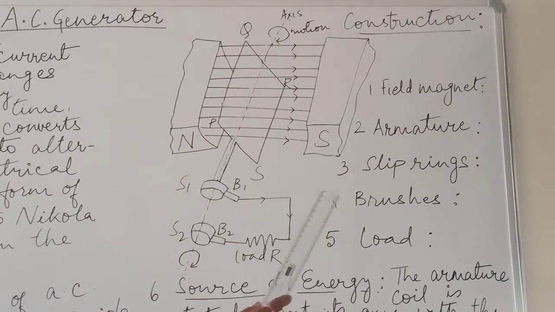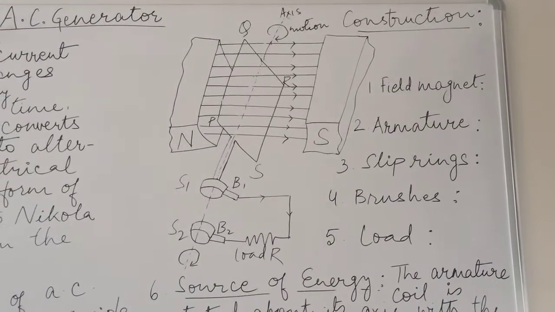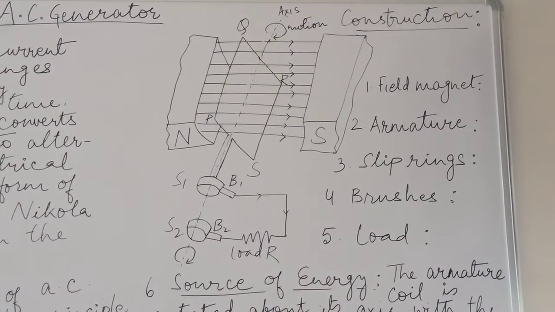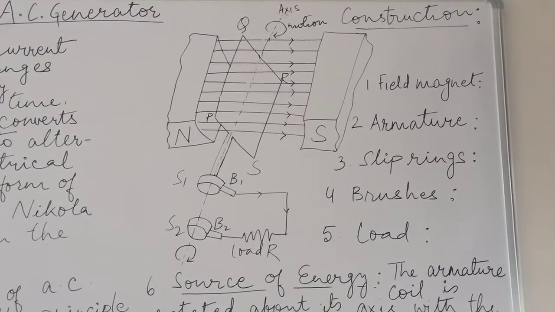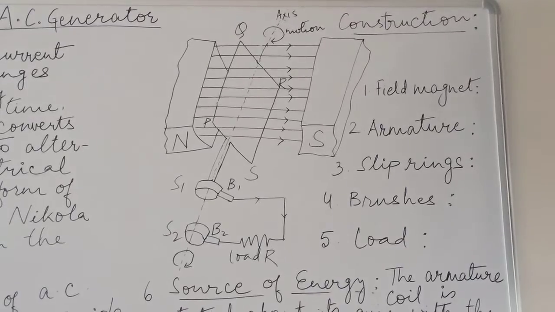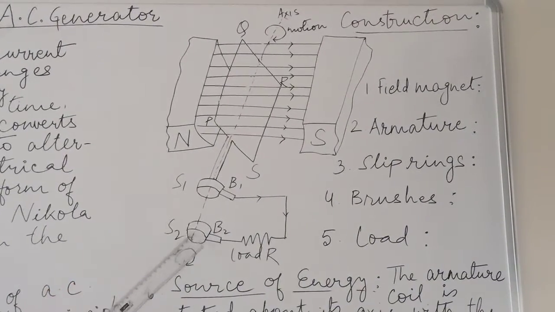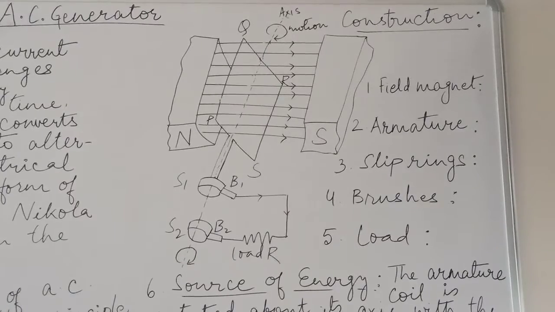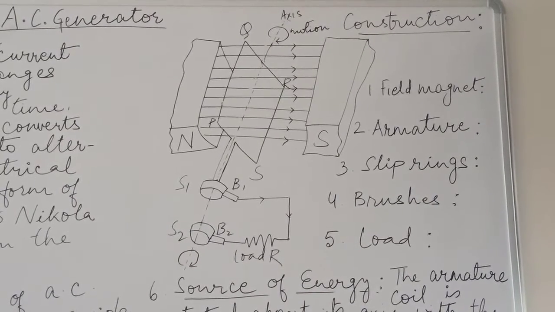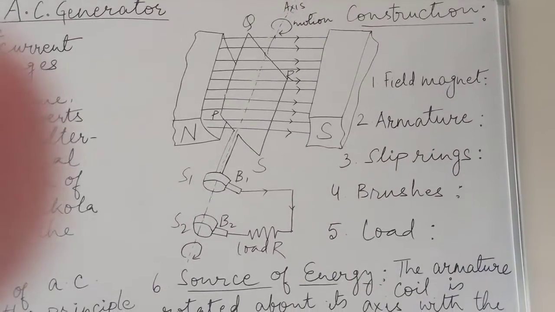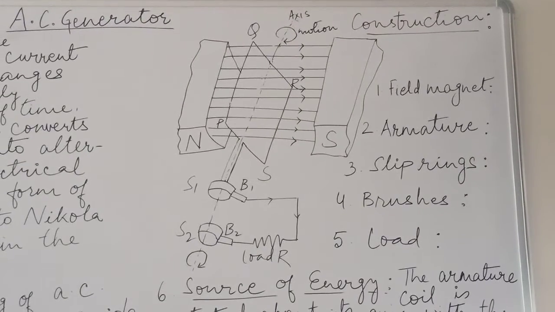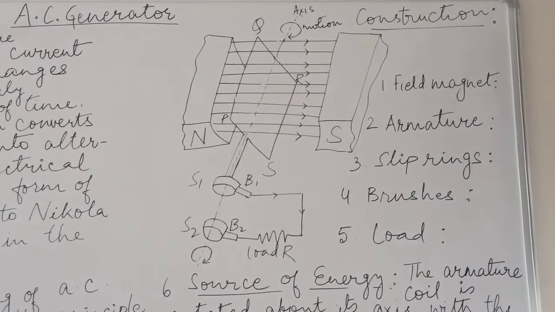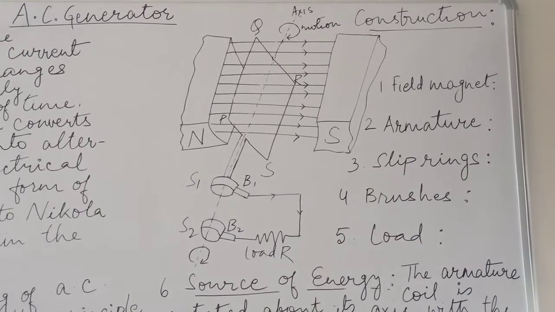Now, number 3, slip rings. S1 and S2 are two slip rings. The two ends of the armature coil are connected to two coaxial brass rings S1 and S2 called slip rings. The rings are rigidly fixed to a shaft which is used to rotate the coil. The slip rings are insulated from each other as well as from the shaft. As the armature coil rotates, the slip rings also rotate about the same axis of rotation.